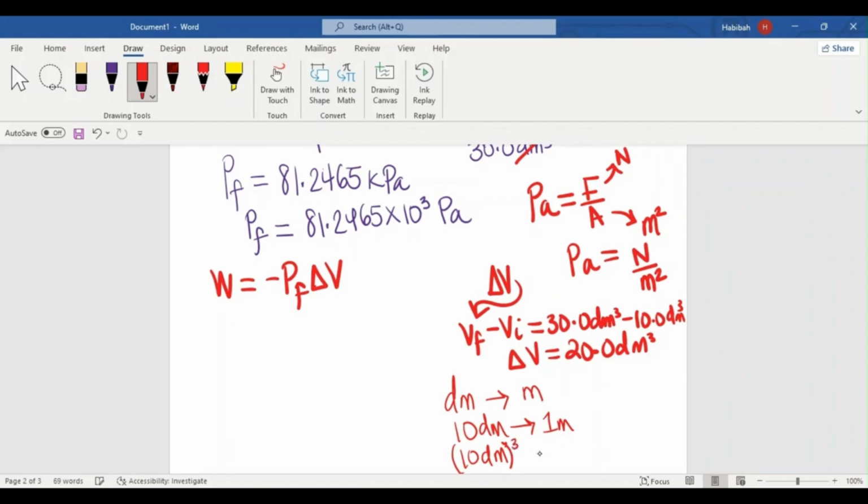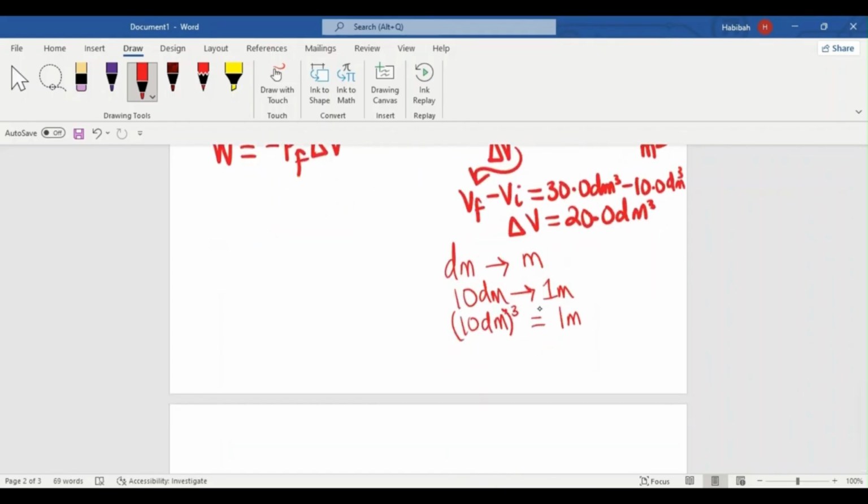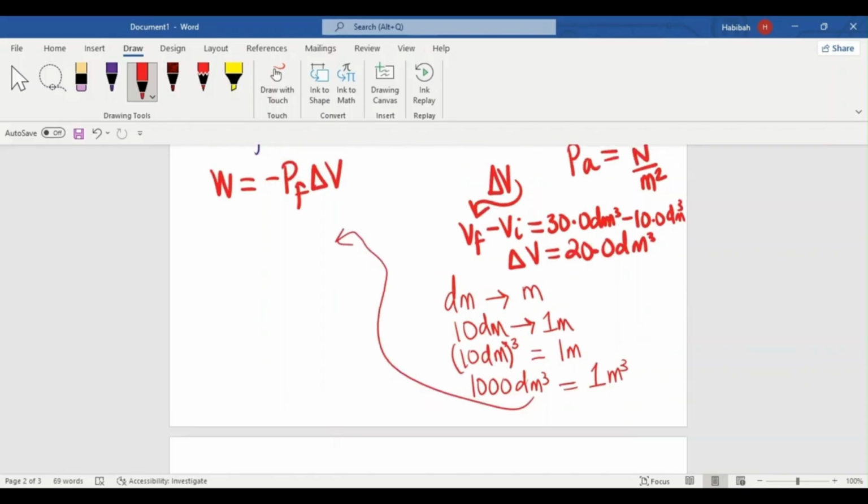If we cube both the right and the left of this equation, we see that 10 times 10 times 10 is simply 1,000, and dm times dm times dm is dm cubed. 1 times 1 times 1 is 1, and meter times meter times meter is meter cubed. So for every 1 meter cubed, you have 1,000 decimeter cubed. So basically what I'm trying to do here is go from decimeter cubed to meter cubed. I'll use a black pen now.